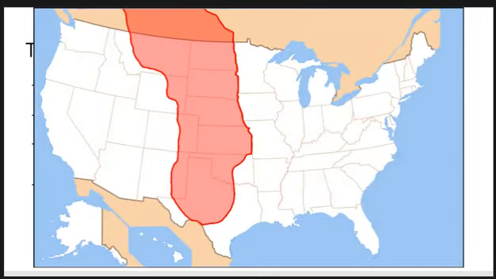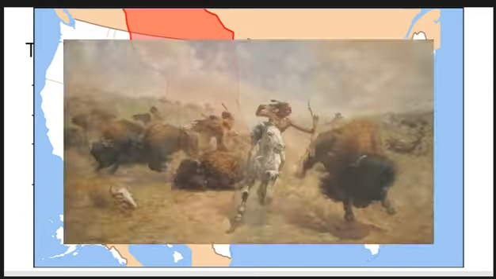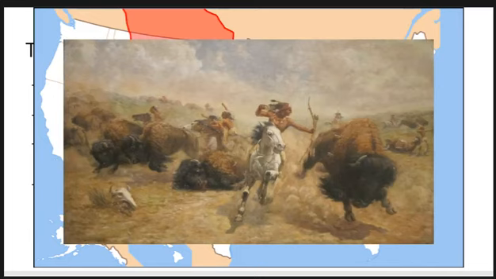Here's a map that shows where the Great Plains were, the place in red. Notice how eastern Colorado, where Aurora and Denver are, is part of the Great Plains. And here's a painting that shows how Native Americans might have appeared when they were hunting buffalo on horseback. Later on, they would also use rifles, which were more impactful than bows and arrows. But Native Americans were incredible horse riders and hunters.